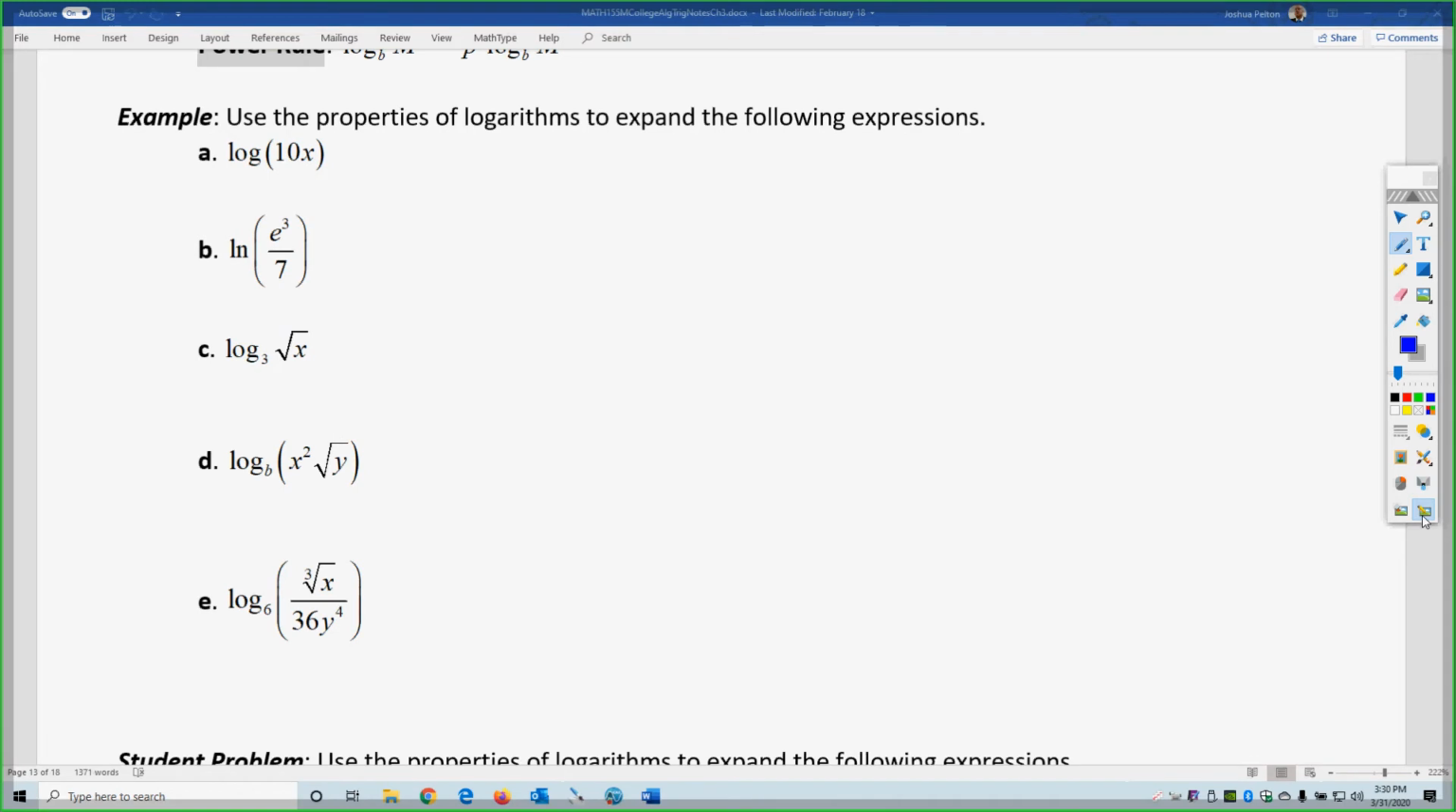So where these are being multiplied with the same base, therefore we can add them. So it's log of 10 plus log of x. But since there is no specified base, it's common log, which is base 10. Therefore, that's the first power. So those will cancel, leaving me with 1 plus log of x. That is fully expanded and simplified.